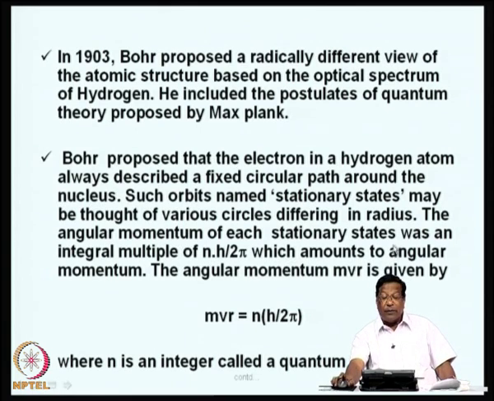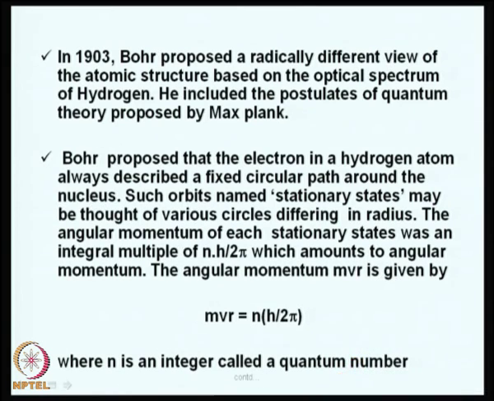And the quantization comes from an integral multiple of nh/2π, where n is an integral number, h is Planck's constant, and π is 3.142, which amounts to angular momentum. Therefore, the angular momentum of a particle, mvr, is given by nh/2π, where n is an integer called the quantum number.